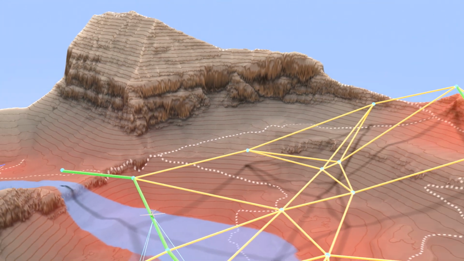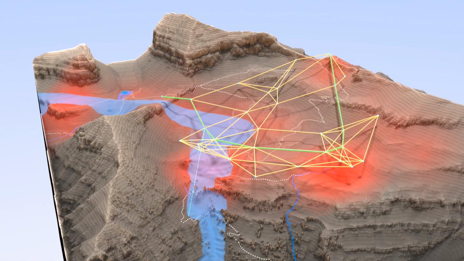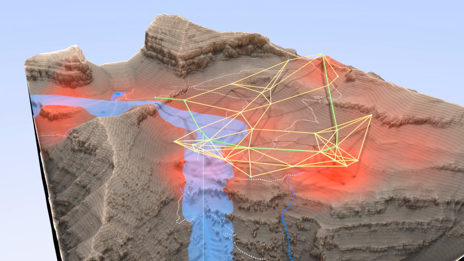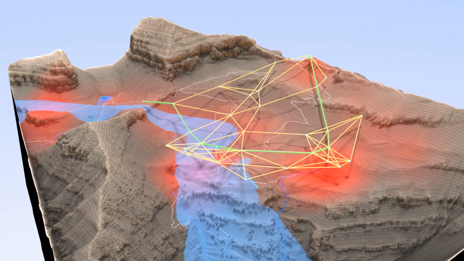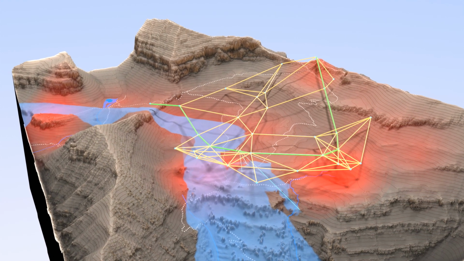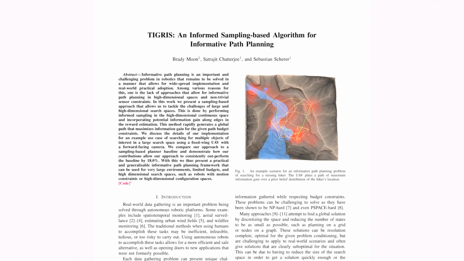We demonstrate our approach in an example use case of searching for multiple objects of interest in a large search space using a fixed-wing UAV with a forward-facing camera. We compare our algorithm to a sampling-based planner baseline and demonstrate how our method consistently outperforms the baseline by 18%.